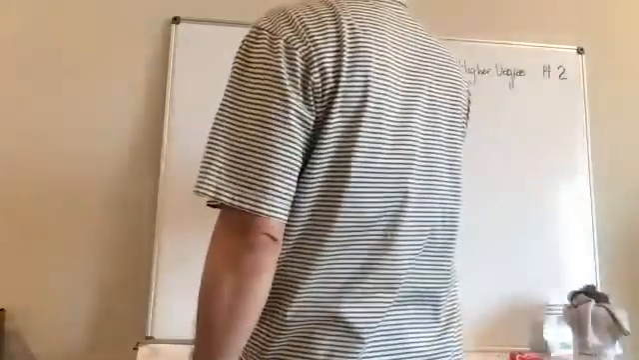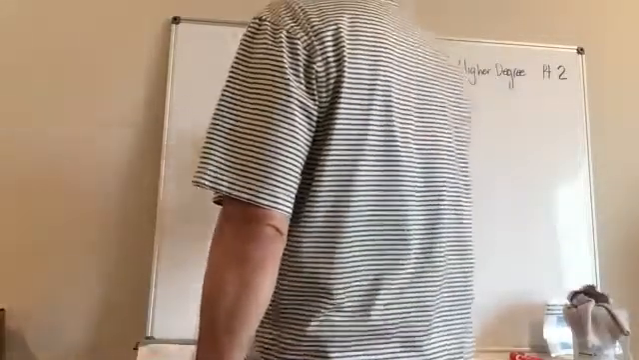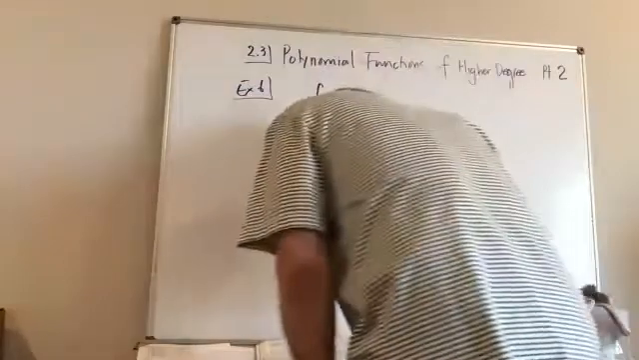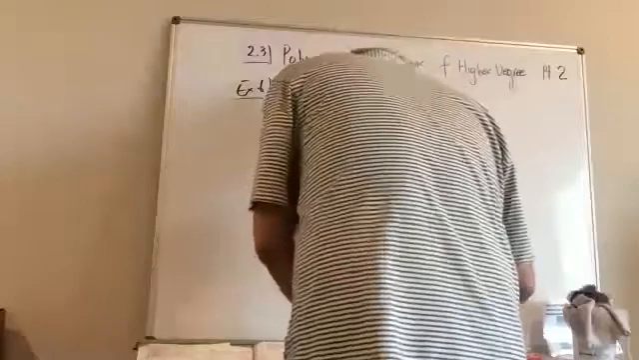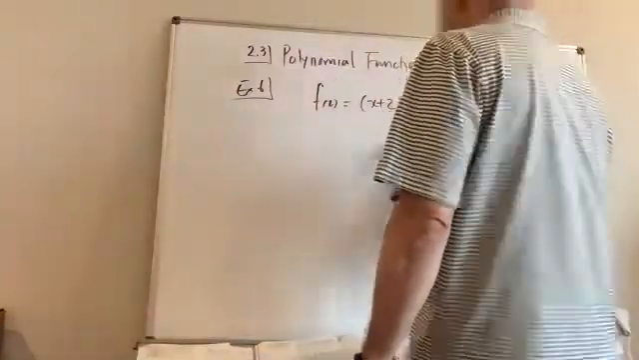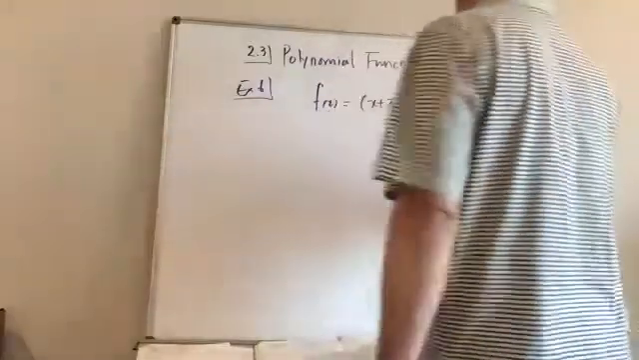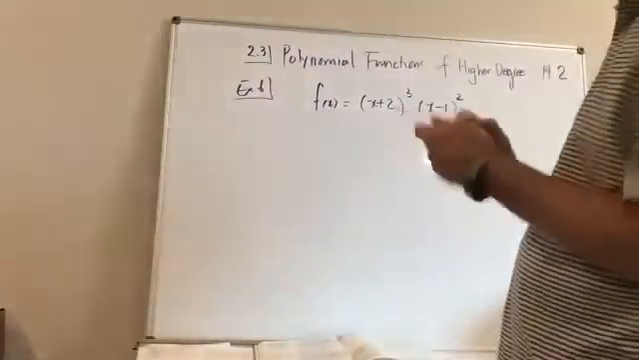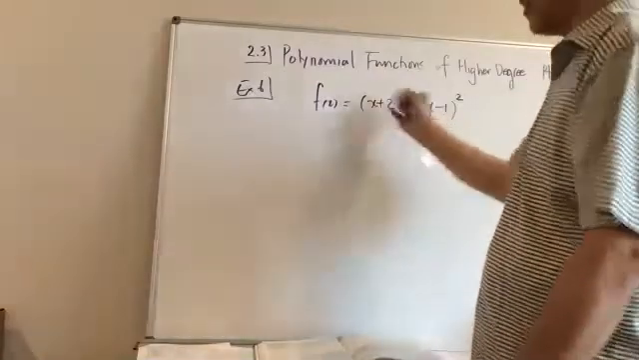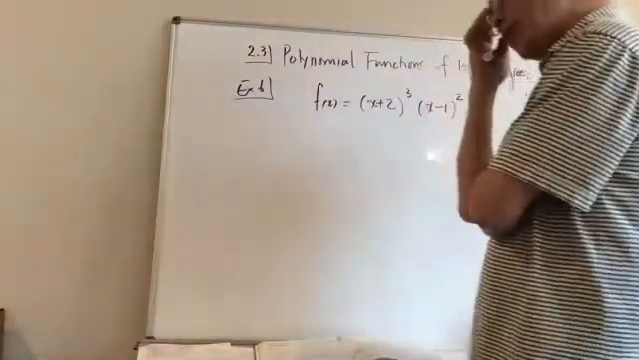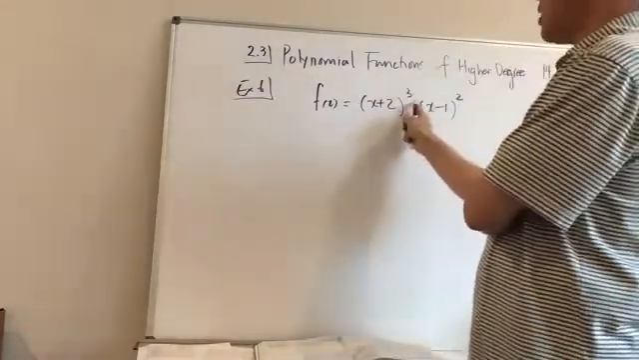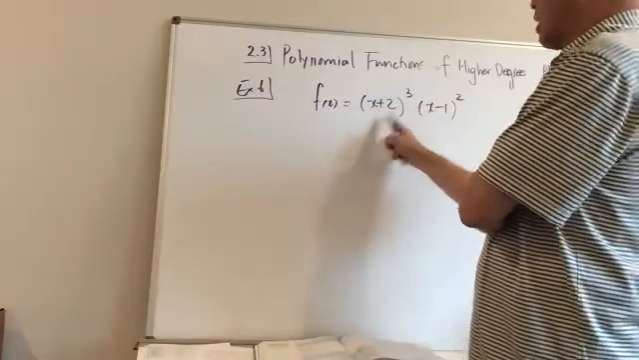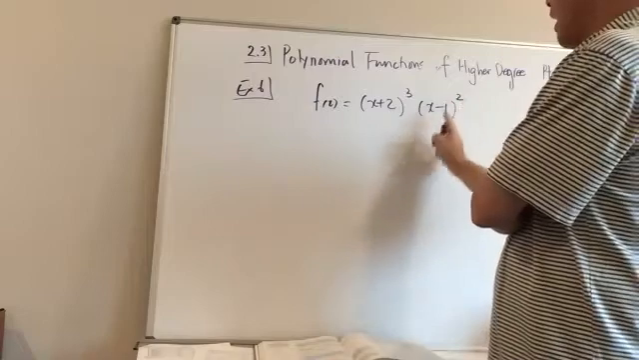So I'm going to have f of x, this is example number 6. f of x is equal to (x + 2) cubed times (x - 1) squared. Okay, so this is a polynomial with a degree of 5, right? Because x to the 5th is going to be your greatest power. Now I have a multiplicity of 3 at -2. I have a multiplicity of 2 at x equal to 1.